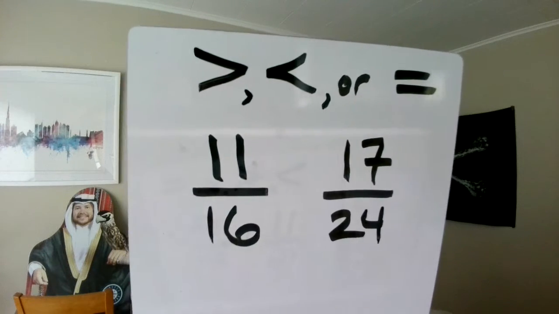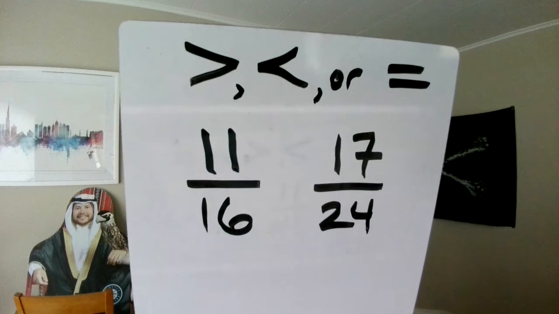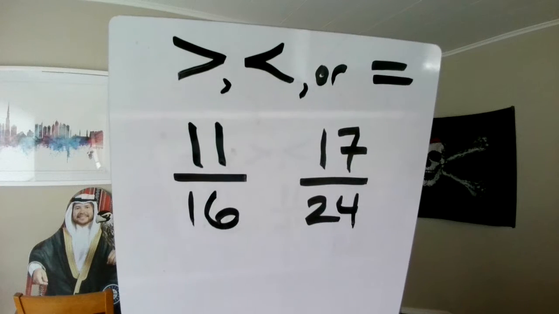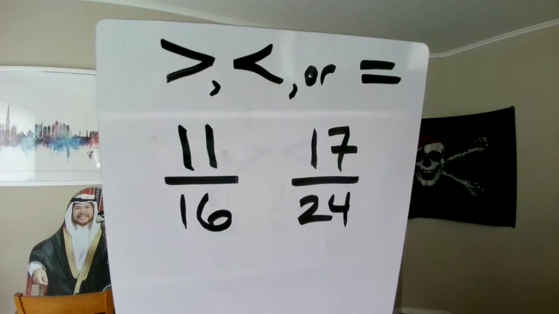Okay, if we're given a problem like this and we need to compare 11/16 and 17/24, the way you want to do that is to get a common denominator. So now with the last one, you could have noticed that if you multiply the denominators together, that'll give you a common denominator. And that's true.